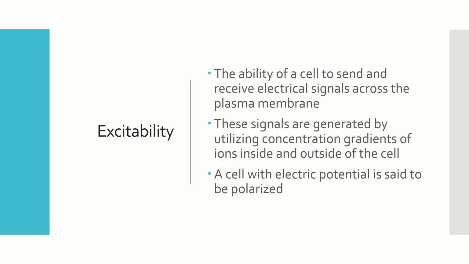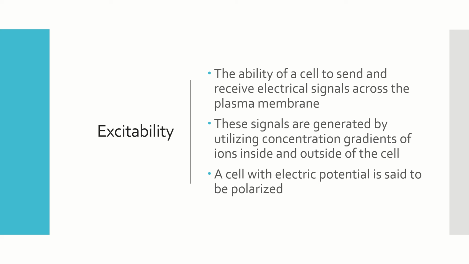First, let's talk a little bit about what an excitable cell is. Excitability is just the ability of a cell to either send or receive electrical signals across a plasma membrane, right? Just like we saw in the skeletal muscle cell and the neuromuscular junction, we were able to initiate an electrical signal inside of the muscle cell based on a chemical that was sent to the muscle cell from the associated motor neuron. The signals that we're talking about, these electrical signals, are generated by utilizing concentration gradients.